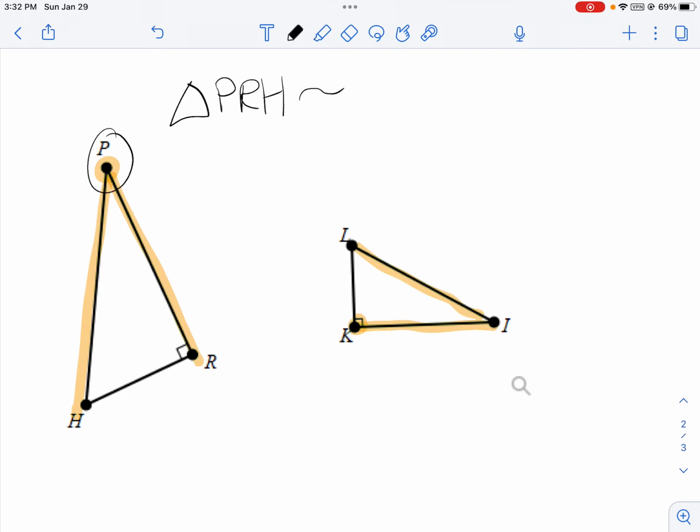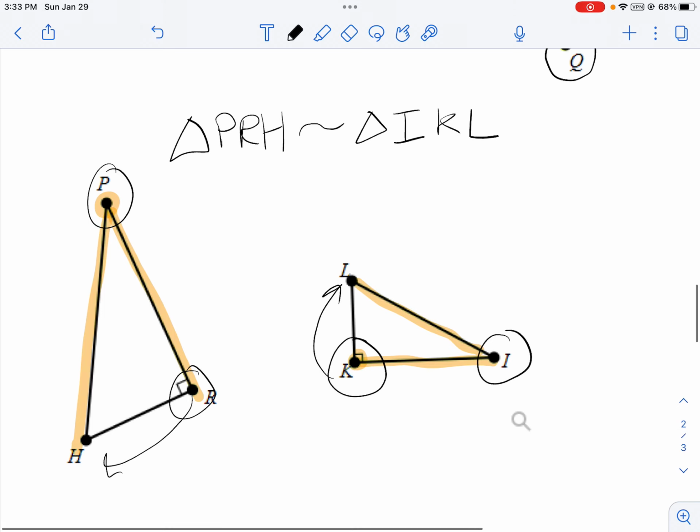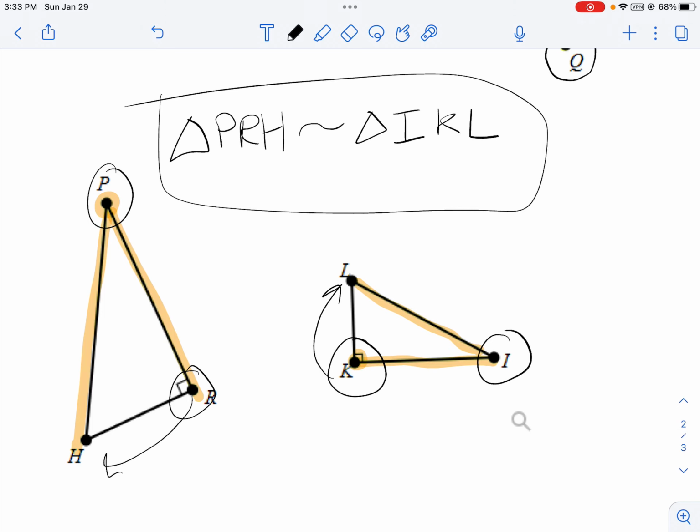If P was the top vertex, then I is the equivalent vertex in the other triangle. Then we went to R, which was next to your right angle down there, and its equivalent would be K in the other triangle. Last but not least, it would have to end at L, which is traveling along the shortest side. So R goes to H as K goes to L, and that would be your last similar triangle statement.